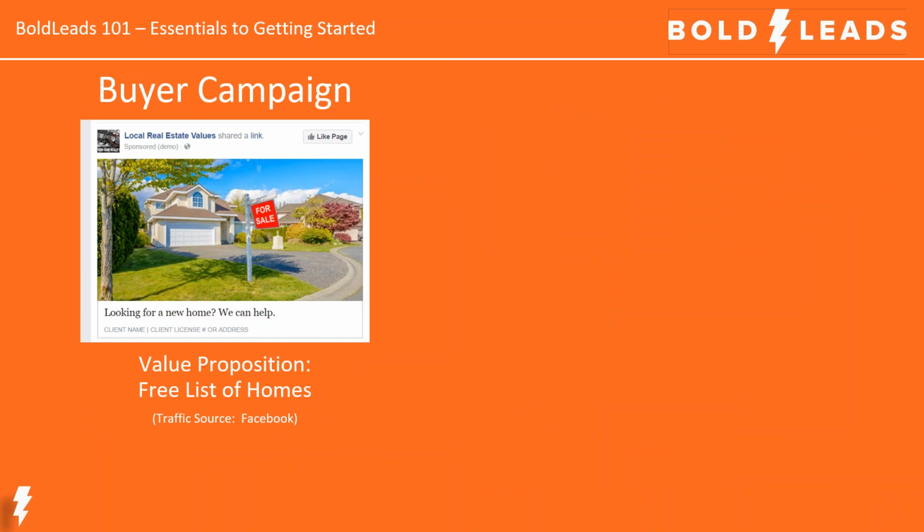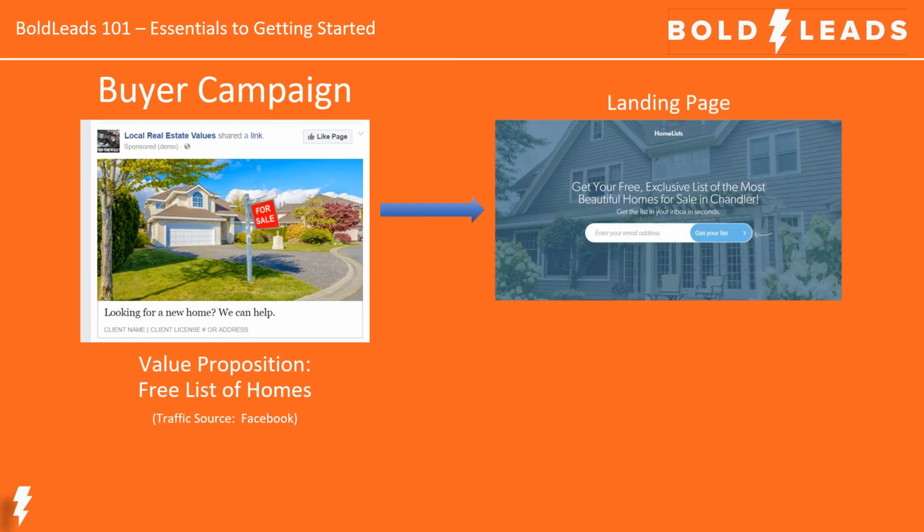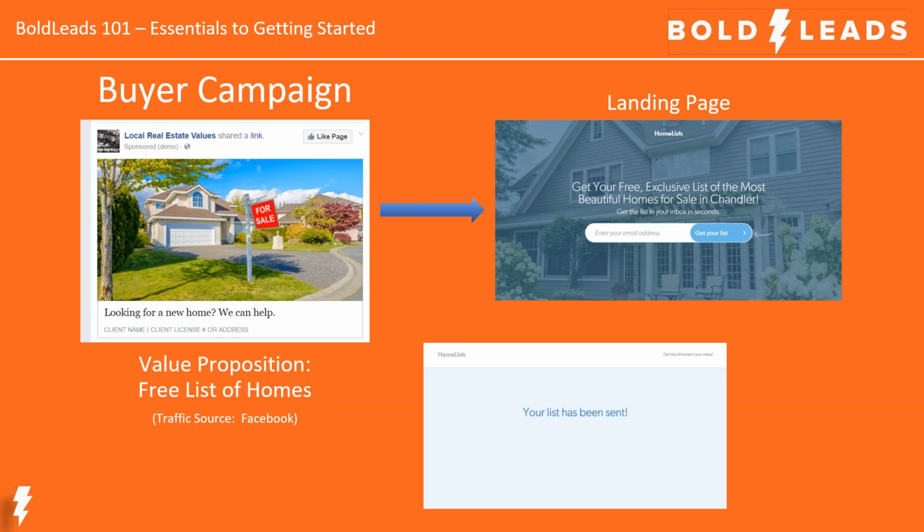All right, moving on to the buyer's campaign. So again, sample advertisement. That will change based on demographic. "Looking for a new home, we can help." So this is, again, the value proposition, and what we're advertising is a free list of homes for our buyer's campaign. Now, someone's going to click on this advertisement and be taken to their landing page here. "Get your free list of exclusive homes in the area," and they're going to go ahead and fill out that information. Now, once that information is filled out, they're going to see this where your list has been sent out.